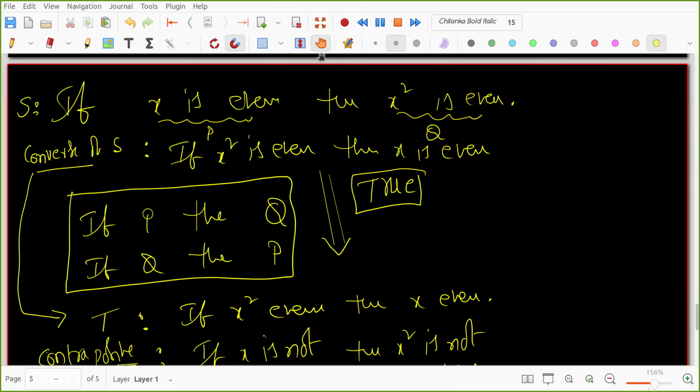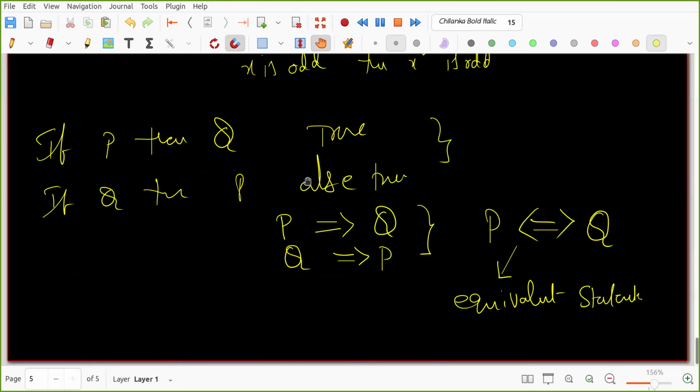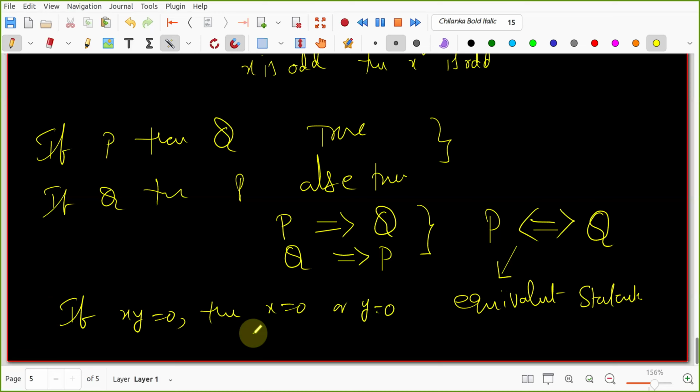So let us see more examples. What about this? Are these two equivalent or not? If x into y is equal to 0, then x equal to 0 or y is equal to 0, right? You agree with this, yesterday also we did it. What about the converse? Are this one and this one equivalent?